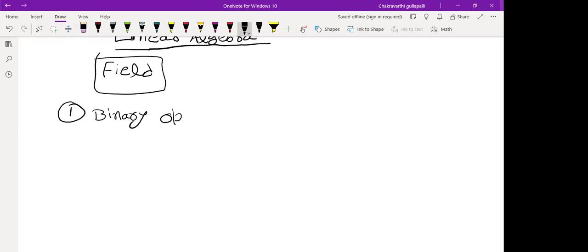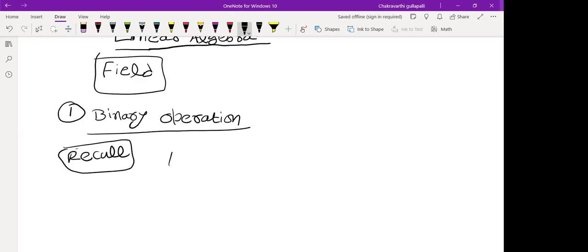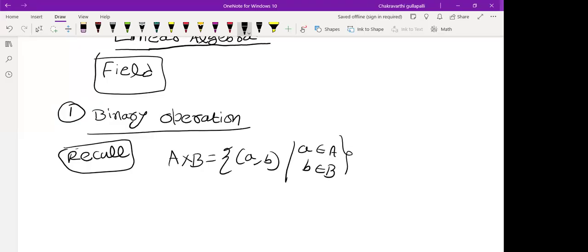So what is a binary operation? In order to enter into this, first we need to recall the Cartesian product of two sets. You know A cross B, the Cartesian product of two sets. In your 9th class you studied this. It is the set of all (a, b) such that it's an ordered pair, a belongs to A, b belongs to B. And the cardinality of A cross B is the cardinality of A into the cardinality of B.